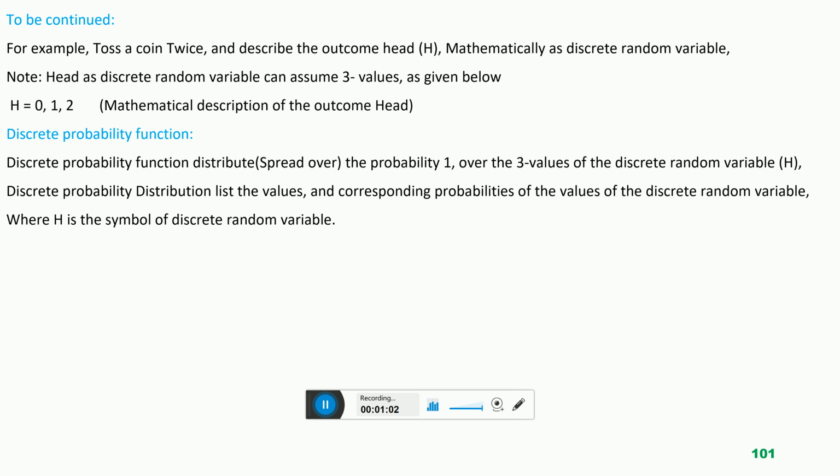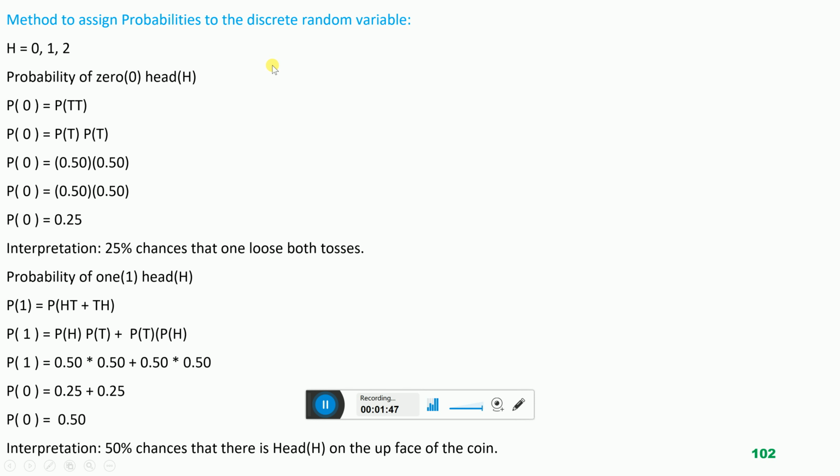So simply we can define that discrete probability function is used to list the values of the random variable in a table, as well as to list the probabilities of the values of the random variable in a discrete probability distribution table. Or simply we can say that discrete probability distribution function is used to distribute one probability over the entire values of the random variable of an experiment. We will clarify this by putting one example.